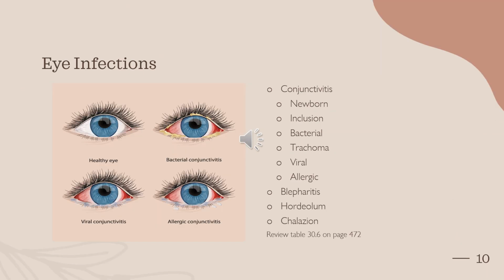Move into different eye infections. There may be more in your book. These are the ones we're going to focus on. These are the ones that you're going to be tested on in this course. There are others that may be important that you may see on boards, but usually these are the big things. These are what you're going to see in a primary care practice, in a primary pediatric practice, etc. So we're going to discuss the different causes of conjunctivitis, blepharitis, hordeolum, and the chalazion.